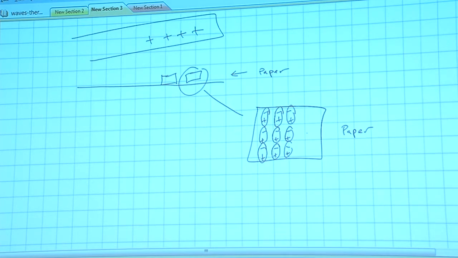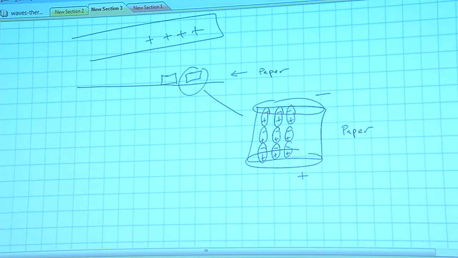So those are the molecules that make up the paper. The electron cloud shifts a little bit, and now the molecules have an electrical polarity to them. So one side is a little more negative than the other side. And what does that mean? That means that the top surface here acts like a negative charge, and the bottom acts like a positive charge, and everything in the middle sort of cancels out.